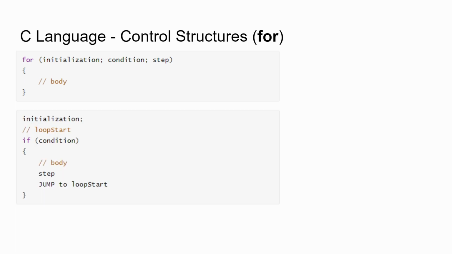If we didn't have the for keyword, this is how we would write a for loop. We would initialize, and then there's a comment to say, I'm starting the loop here, and we have a condition check.